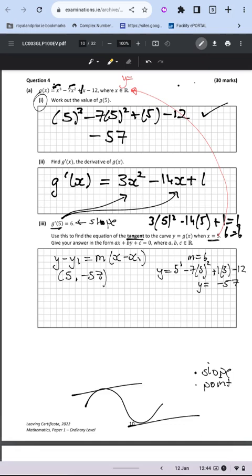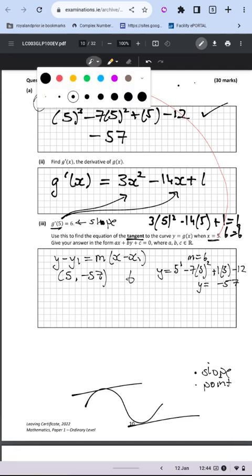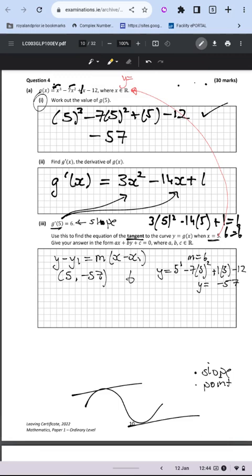And my slope there is 6. Now that is real tough, especially there for ordinary level. Label your point, x1, y1, my slope is m, and throw it into your formula. Y minus y1, y minus minus 57 is equal to m times x minus x1. Two minuses make a plus, is equal to 6x minus 30.